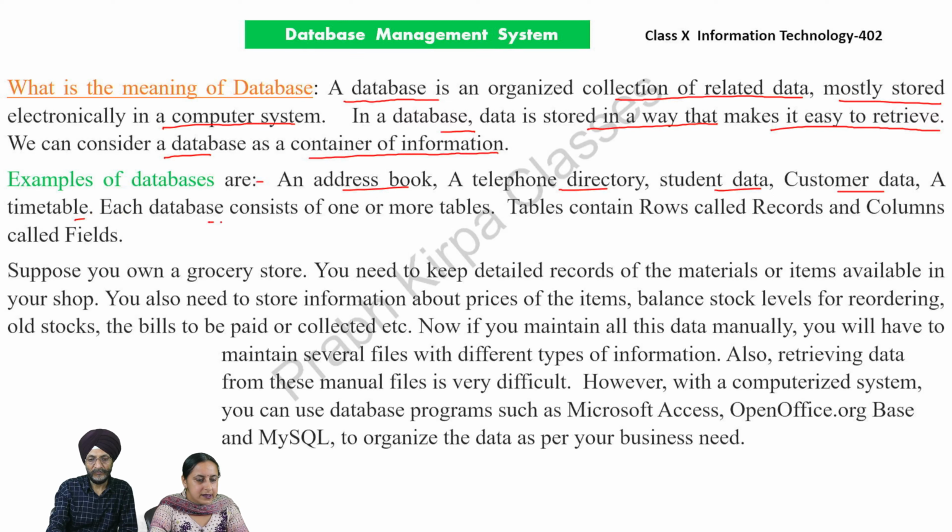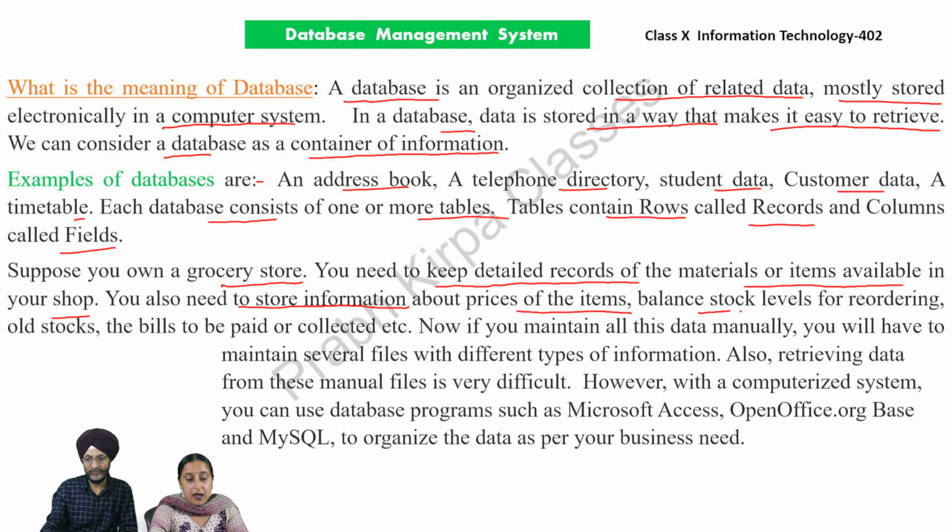Each database consists of one or more tables. Tables contain rows called records and columns called fields. Suppose you own a grocery store. You need to keep detailed records of the materials or items available in your shop. You also need to store information about prices of the items, balance stock levels for reordering, all stocks, the bills to be paid or collected, etc.